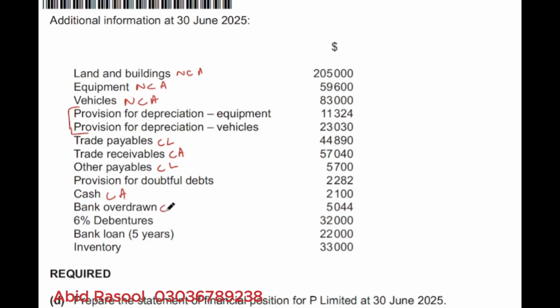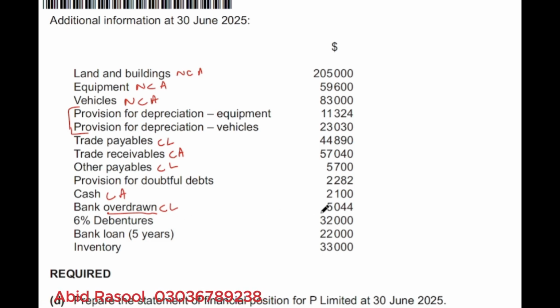bank overdrawn, current liability. Here many students make this mistake, that they think bank overdrawn or overdraft is also an asset. Okay, so see carefully in which form bank is given. If it is simply written bank, then it would be current asset. Otherwise, if it is bank overdraft, bank overdrawn, okay, then it is current liability.